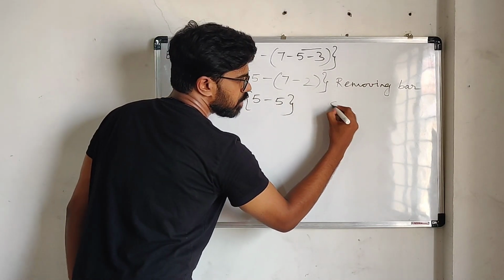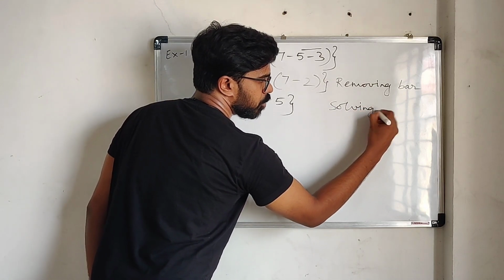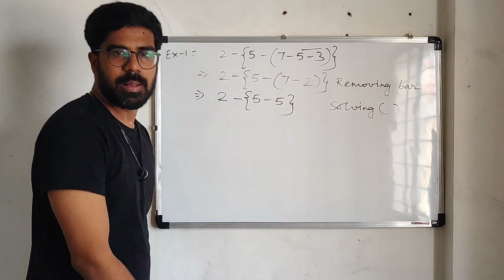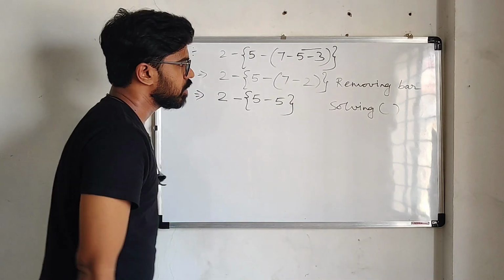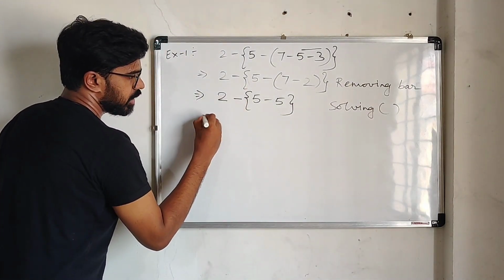Then that one is also gone. You can write solving, or you can also write removing. What did we remove? We removed the bar, the common bracket. And what was there inside? 7 minus 2.